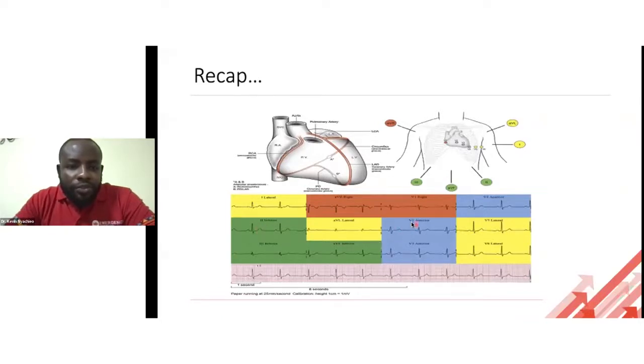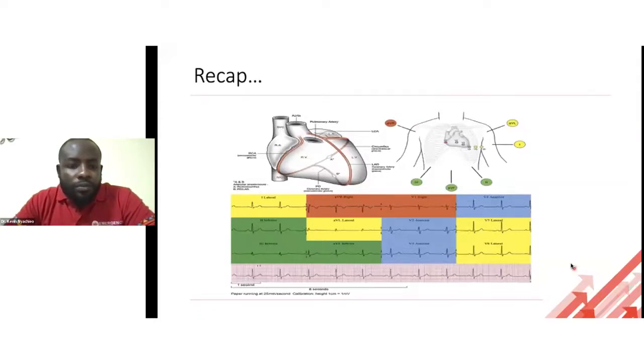Leads V2, V3, V4, even as you can see on the placement here, are more or less central leads, anterior leads, anteroseptal leads. Then there's AVR and V1. Usually we think of them as the right-sided leads.